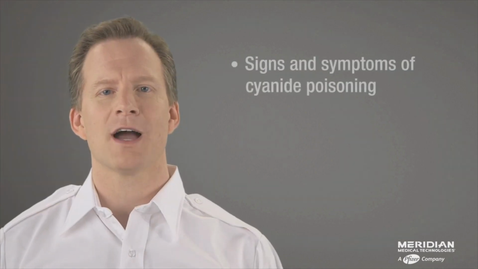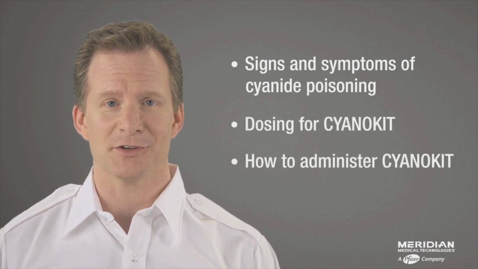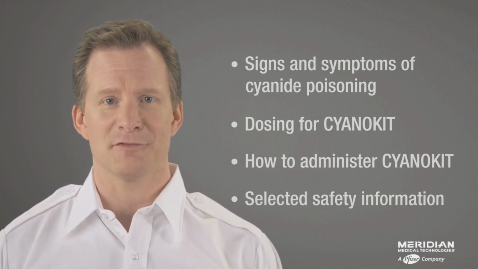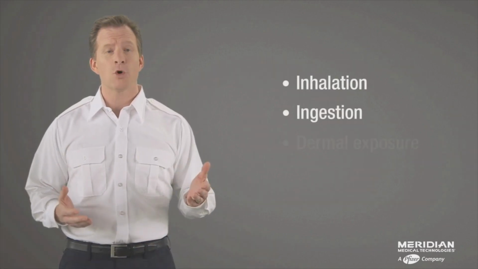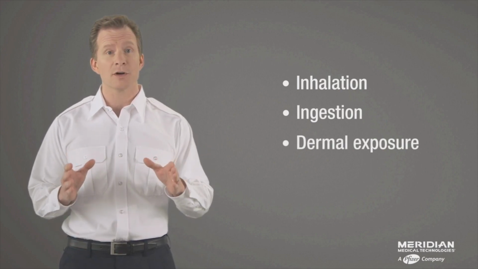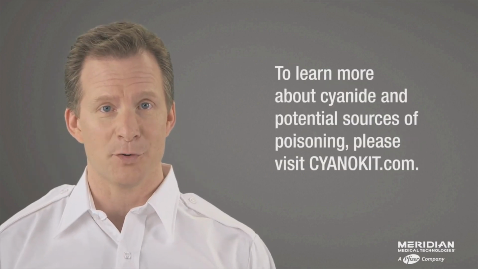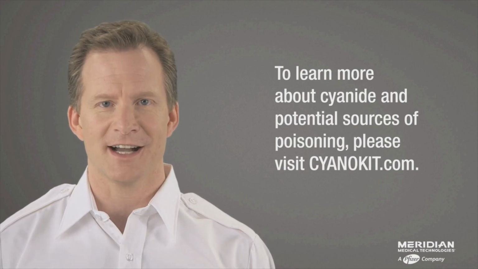This video includes a simulation of the preparation and administration of the Cyanokit 5-gram vial and is intended for emergency medical personnel and first responders. In it, we'll describe the signs and symptoms of cyanide poisoning, dosing for Cyanokit and how to administer it, as well as selected safety information. Cyanide poisoning may result from inhalation, ingestion, or dermal exposure to various cyanide-containing compounds, including smoke from closed-space fires. To learn more about cyanide and potential sources of poisoning, please visit cyanokit.com.